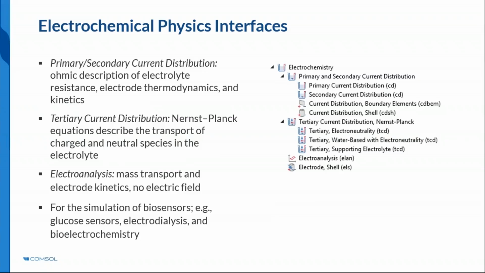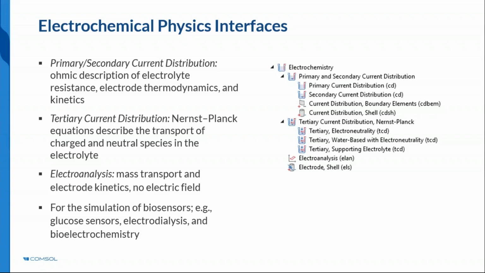It may also be relevant to include some electrochemical physics interfaces when modeling bioelectrochemical sensors. Primary and secondary current distributions are modeled in COMSOL and take an ohmic description of electrolyte resistance. The primary current distribution relates the electrode and electrolyte potentials by the equilibrium electrode potential, whilst the secondary current distribution interface includes the influence of electrochemical kinetics. The tertiary current distribution explicitly considers the movement of ions in the electrolyte using the Nernst-Planck equation to describe transport of both charged and neutral species. This is the most complex and the most rigorous of the interfaces.